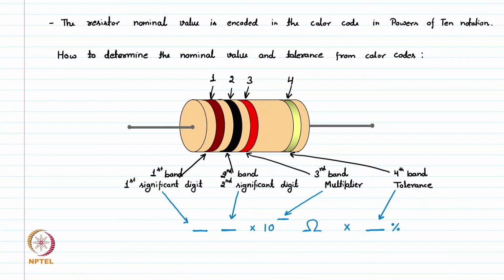Then it is affected by the tolerance level. The fourth band is the tolerance. For example, it says 10%. It means this 1 kilo ohm can be 10% higher or 10% lower than the nominal value of 1000. So this is the tolerance percentage. How do we calculate the number from the color code? That we can see in the next slide.